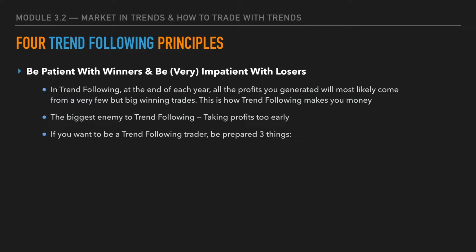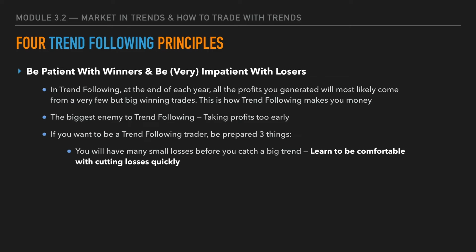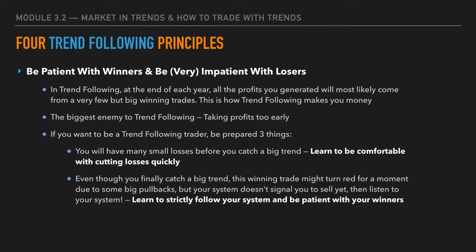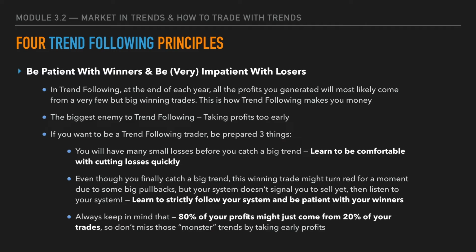If you want to be a trend follower, be prepared for three things. You will have to take many small losses before you catch a big trend, so learn to be comfortable with cutting losses quickly. Even though you finally catch a big trend, this winning trade might turn red for a moment, but your system doesn't signal to sell yet. Then you should listen to your system and not sell. Learn to strictly follow your system and be patient with your winning trades. Always keep the 20-80 rule on your mind. 80% of your profits might just come from 20% of your trades. So do not miss those monster trends by taking profits too early.